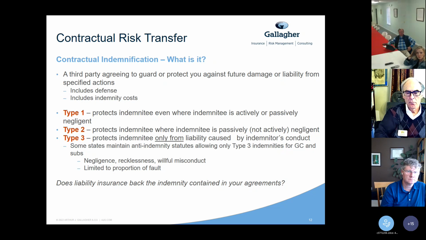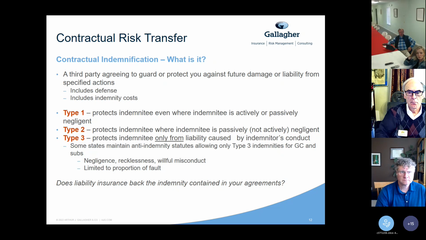However, some states maintain special statutes that protect general contractors and subcontractors, and they only allow type 3 indemnification clauses to be in construction agreements. Again, another reason it's just vitally important to select the right attorney with construction experience, because they will know what's allowed under state law, and they will make sure that the indemnification clause being used in the agreement is going to be to the fullest extent permitted by law and grant you the greatest protection that's allowed.